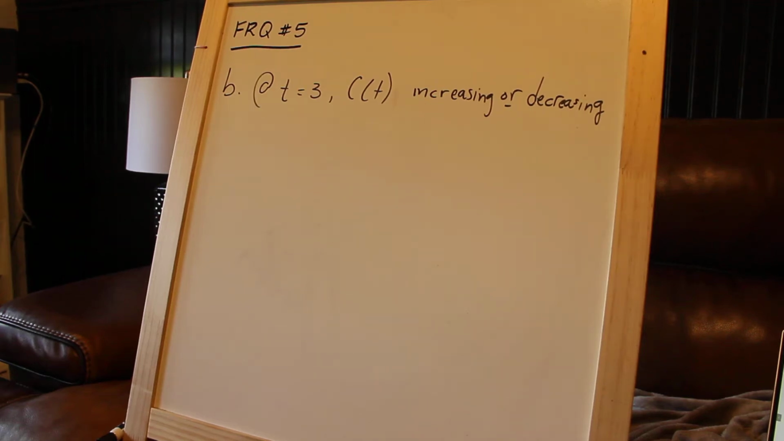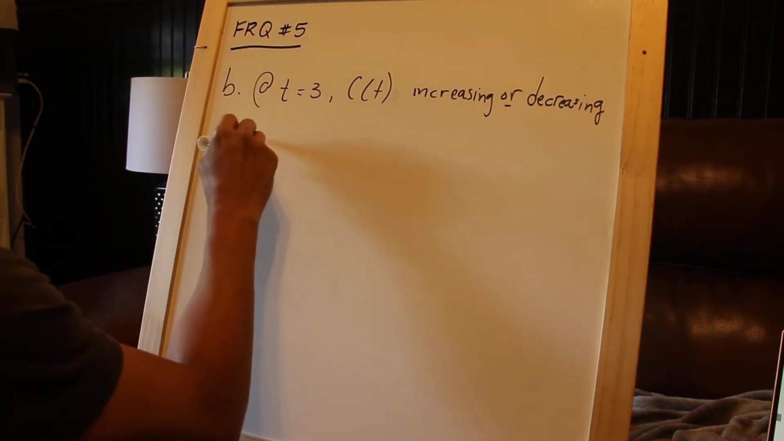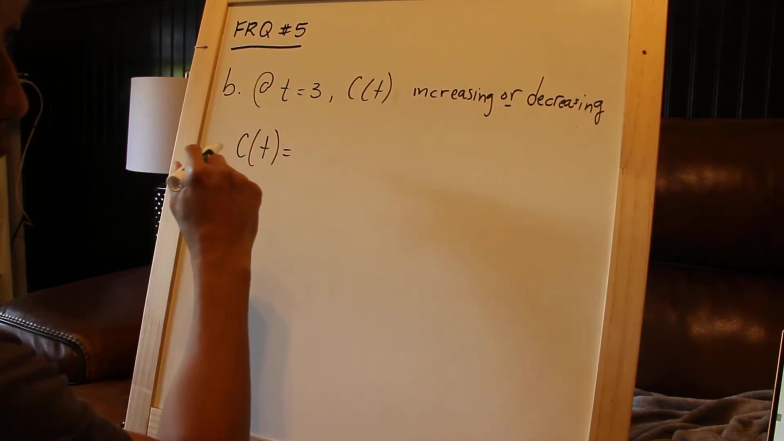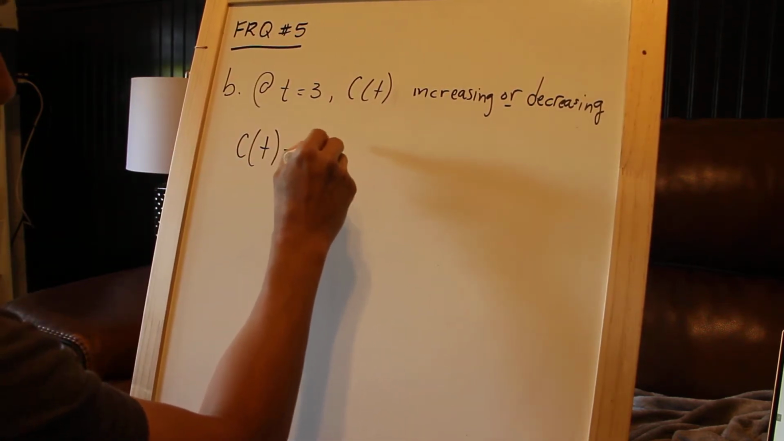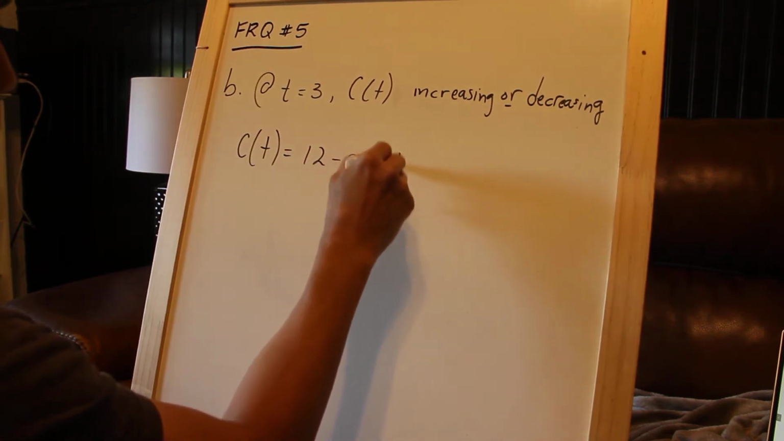Okay, so in part B of FAQ number 5, it asks at time equal to 3 hours, is Chloe's speed increasing or decreasing? So again, remember going back to part A and the piecewise function that described Chloe's speed, it broke it up into 2-hour intervals. 0 to 2 was one function, 2 to 4 was another function. So we're looking at a time equal to 3, so the function for Chloe is now this one. I believe it's 12 minus 3t minus t squared.